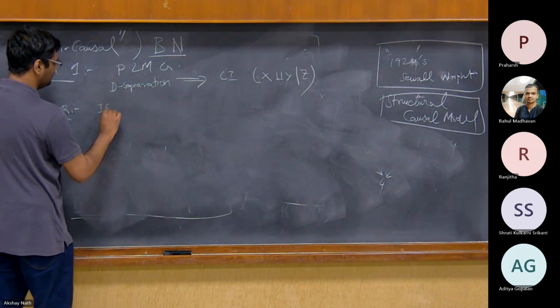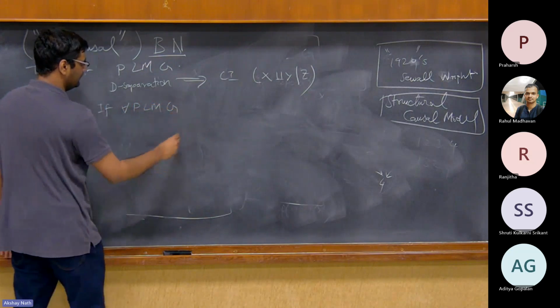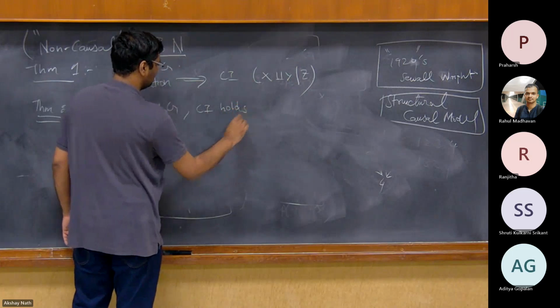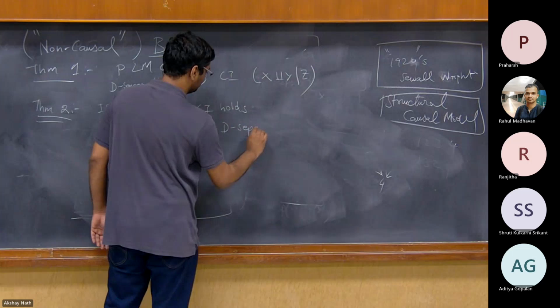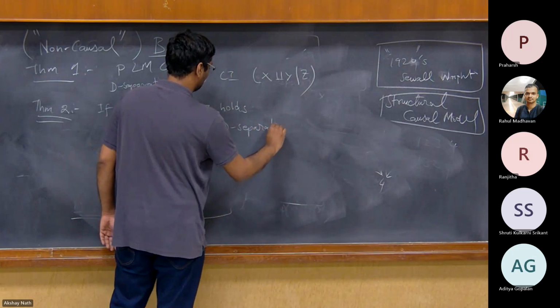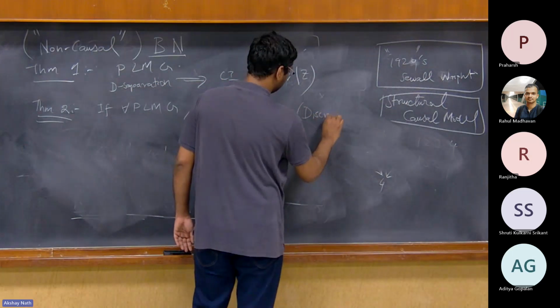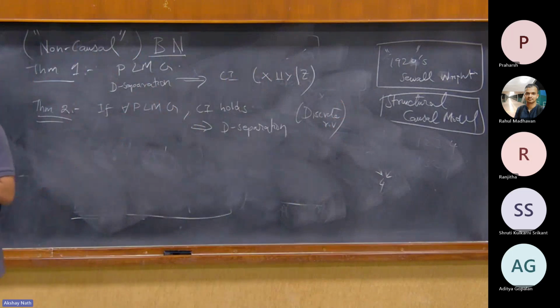If for all P, locally Markov with respect to G, if CI holds, this actually implies d-separation. By the way, this version I think has been proved only for discrete random variables, because if you want to prove it for other things, it's a bit complicated. That much I'll say.